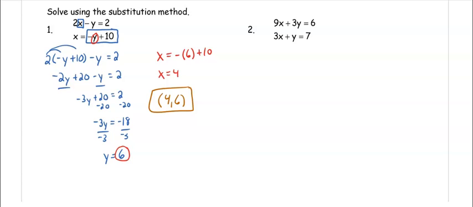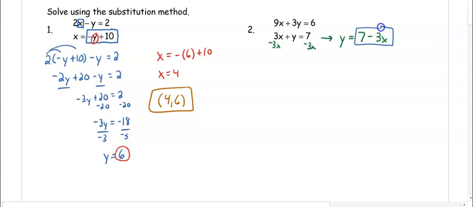In number 2, we have 9x plus 3y equals 6, and 3x plus y equals 7. So in this case, we don't have a variable that's by itself yet. So I can subtract the 3x from both sides to get that positive y by itself. So y equals 7 minus 3x. We can then box what y is equal to and substitute it into the first equation.